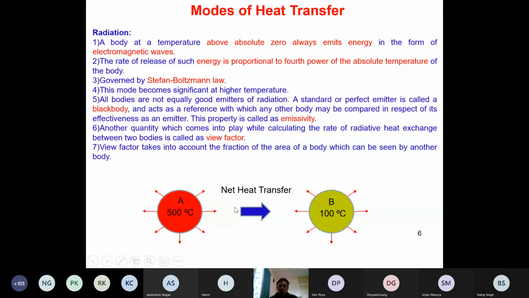Okay. So here you can see that a body at a lower temperature also radiates. It's not that only the body at the higher temperature radiates, and the net heat transfer is calculated. That is nothing but the difference between the radiation heat absorbed by a particular body and the amount of radiation emitted by the body. That difference will give you the net heat transfer. Okay.